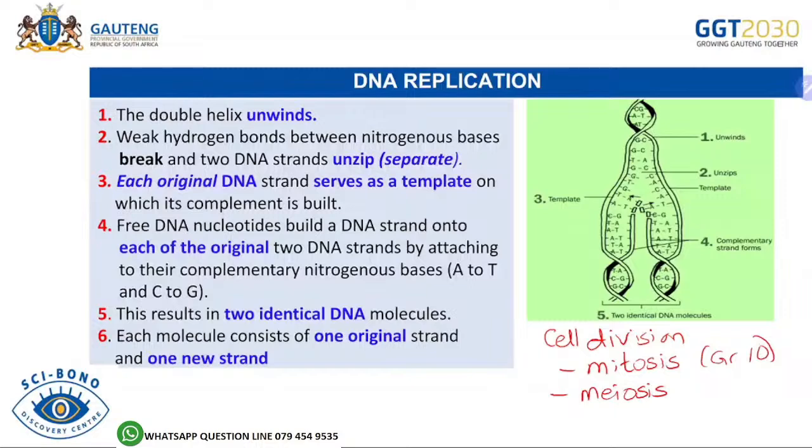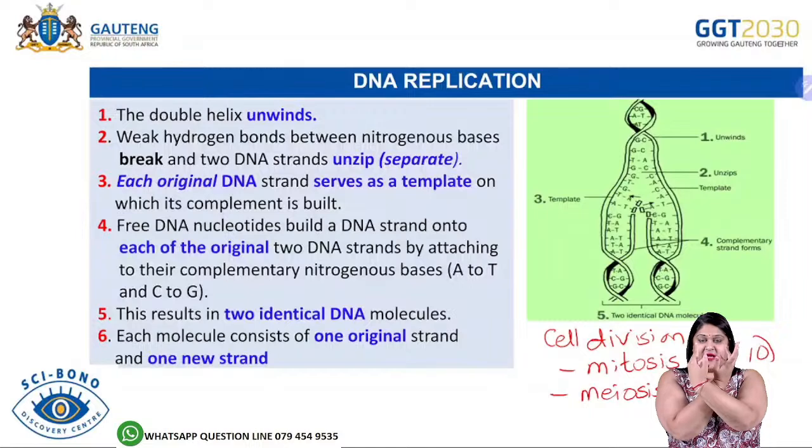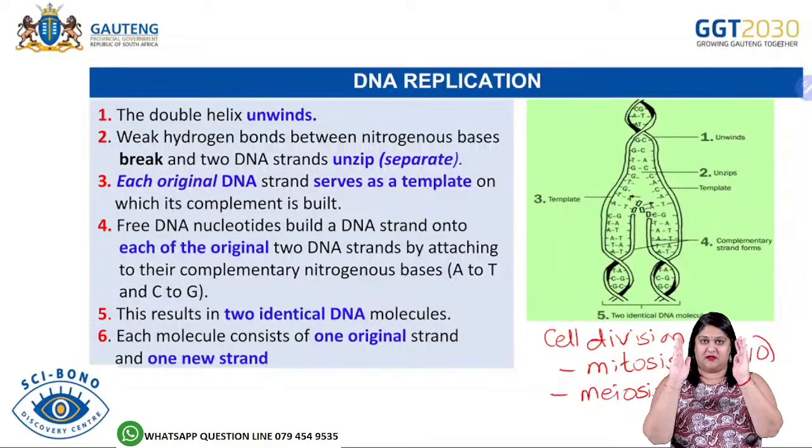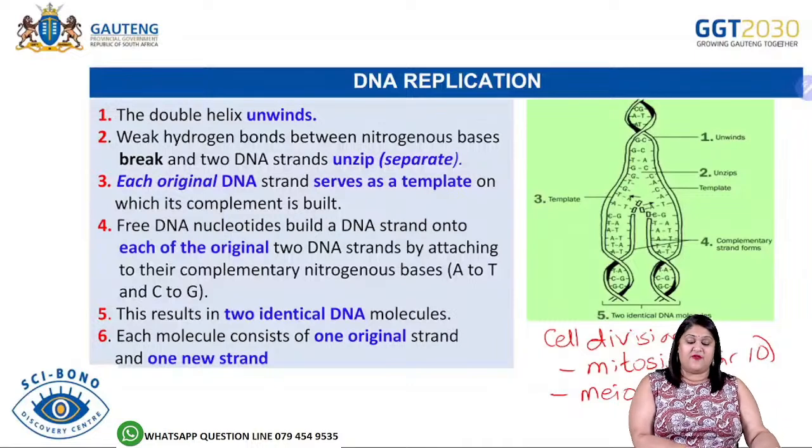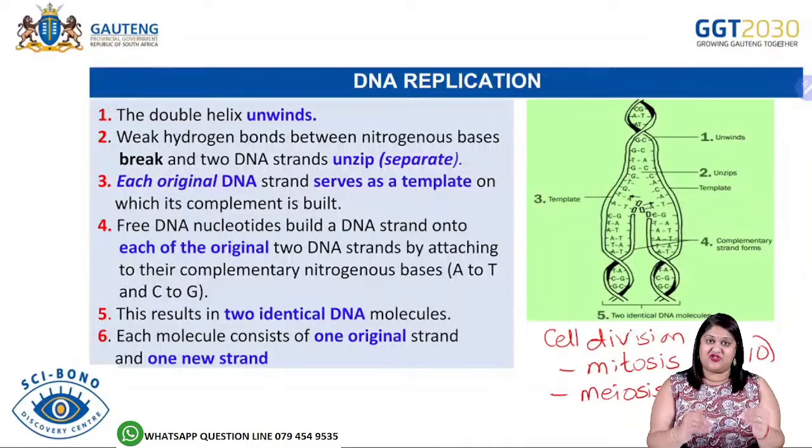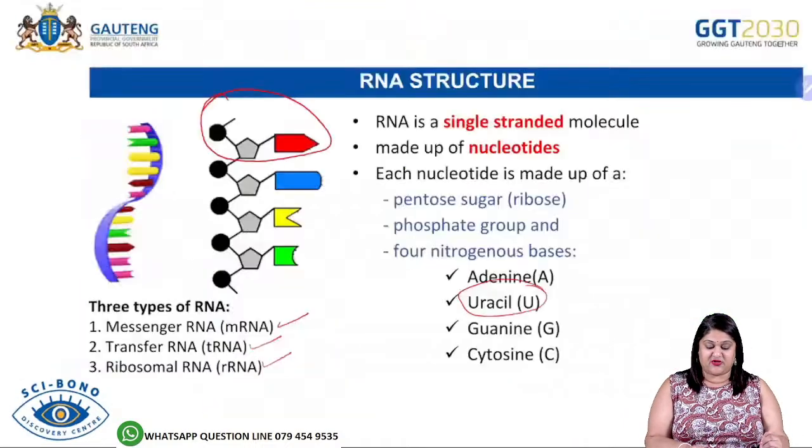Okay, so the process, you need to know this process off by heart. You need to know how to describe the process. It was actually asked in last year's paper. We're going to look at that question that they asked on DNA replication, but let's go through the process. So first we have the double helix unwinding. So remember we said that it is a helical structure and it's wound up. Okay, so it first needs to unwind, and when it unwinds, it's going to look like the ladder, right? And then what happens is the weak hydrogen bonds between the nitrogen bases break, and the 2 DNA strands unzip. I just want to go back to show you that quickly.